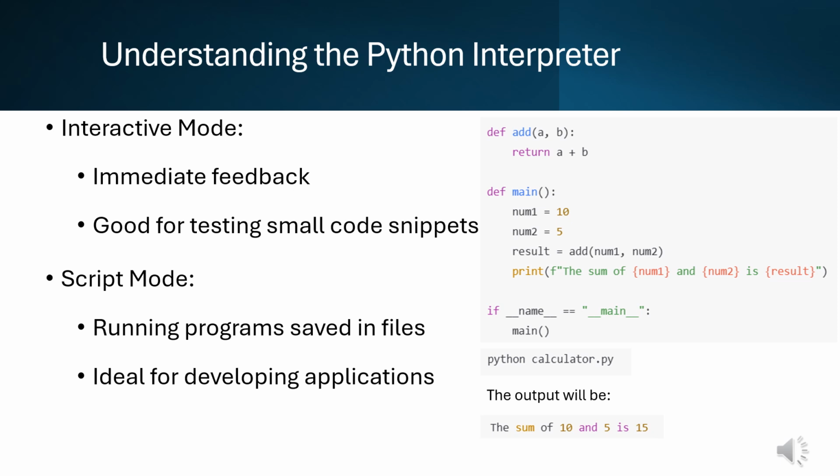In data science, you'll often use interactive mode in environments like Jupyter Notebooks, where you can run cells of code and see immediate results, perfect for data exploration. Script mode is used when your codebase grows, such as when developing data processing pipelines or deploying machine learning models. When to use each mode: interactive mode for testing functions or small code snippets, performing quick calculations, and learning new Python features. Script mode for writing full programs and applications, saving code for future use and version control, and collaborating with others on larger projects.